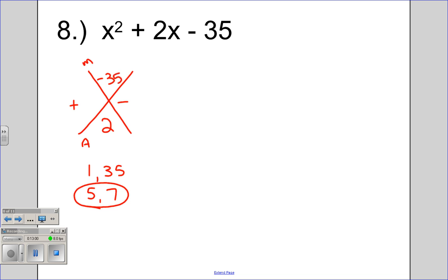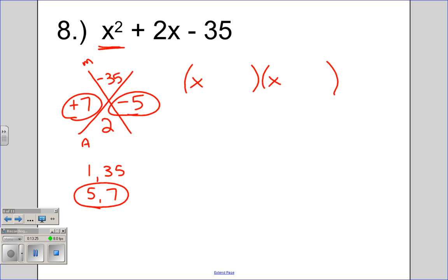So now it needs to be a positive 2. So the larger number is going to go with the positive. And then the smaller number is going to go with the negative. Because 7 plus a negative 5 is a positive 2. So your parentheses again. Going back up, what times what gives me x squared? X. And then what you wrote here is what you're going to fill in. Plus 7, minus 5, and now it's factored.